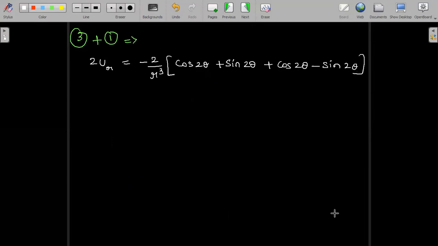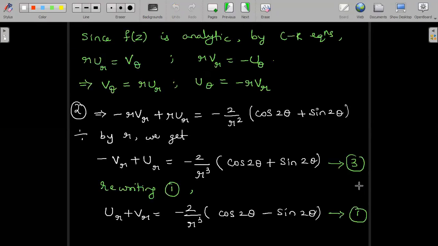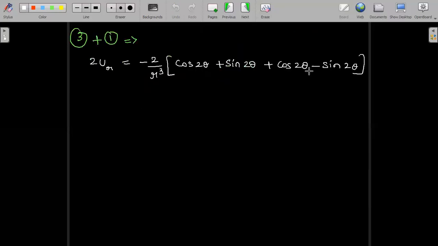Let me verify and show it to you first. So this is left hand side equation 3 plus 1. On the left hand side we observe minus Vr and plus Vr get cancelled when we are adding these two equations. Then Ur get added up, so 2 Ur. And in the right hand side I am keeping minus 2 by r cube as it is and then adding up the bracket term: cos 2 theta plus sin 2 theta plus cos 2 theta minus sin 2 theta. That's what I wrote here.